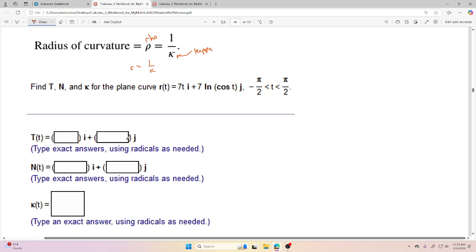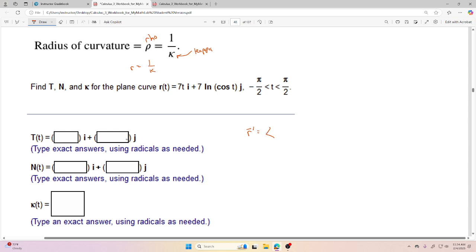Okay, so let's start this one out. I don't think we're going to get done, but this is a very classic problem. Find T, find N, find K. Go. And so this one, it doesn't look that bad. It's only two-dimensional. So let's do it. At least let's start it.